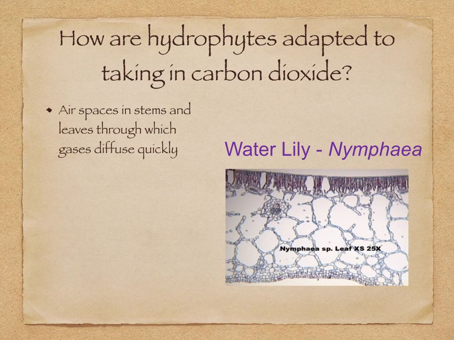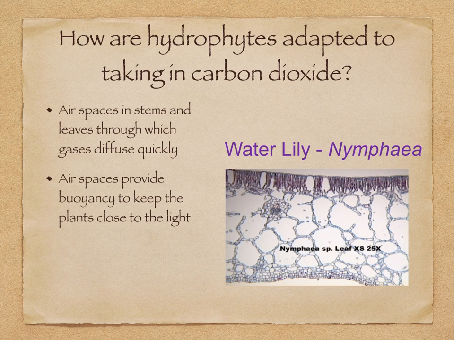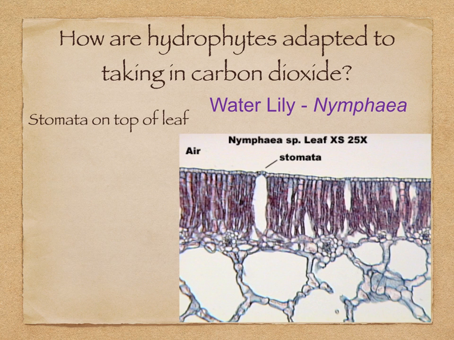These air spaces provide buoyancy to keep the plants close to the light, and they're also a reservoir of oxygen and carbon dioxide. So here you can see a cross-section through the leaf. Notice the large air spaces in the leaf that allow for gases to be stored and to keep the plant buoyant. This plant's also got stomata at the top of the leaf. So here you can see the stomata at the top of the leaf.